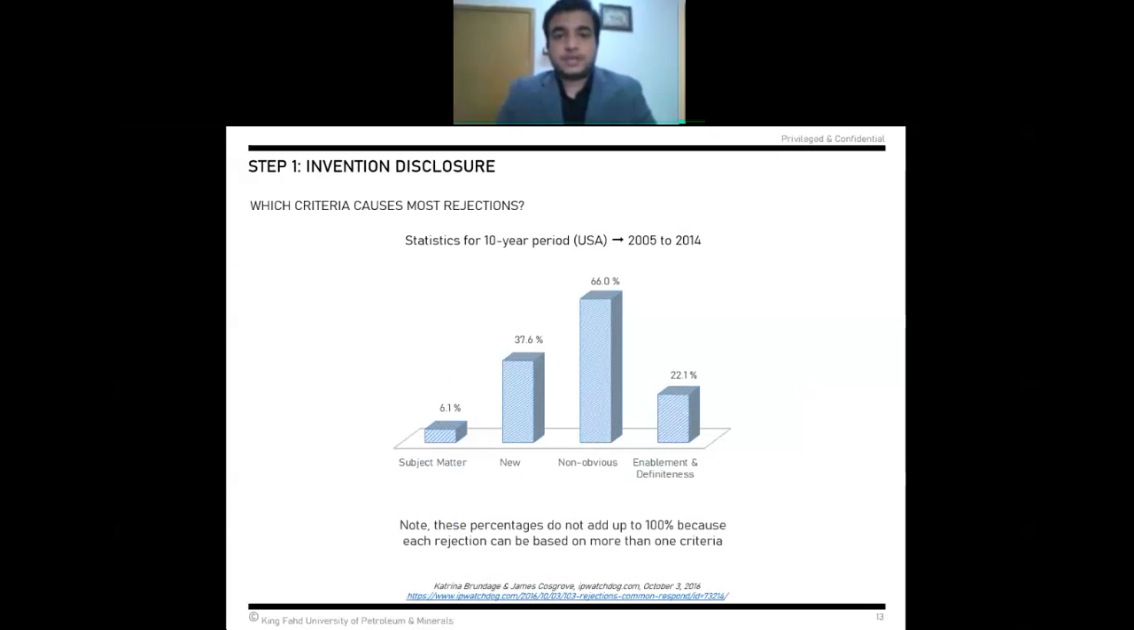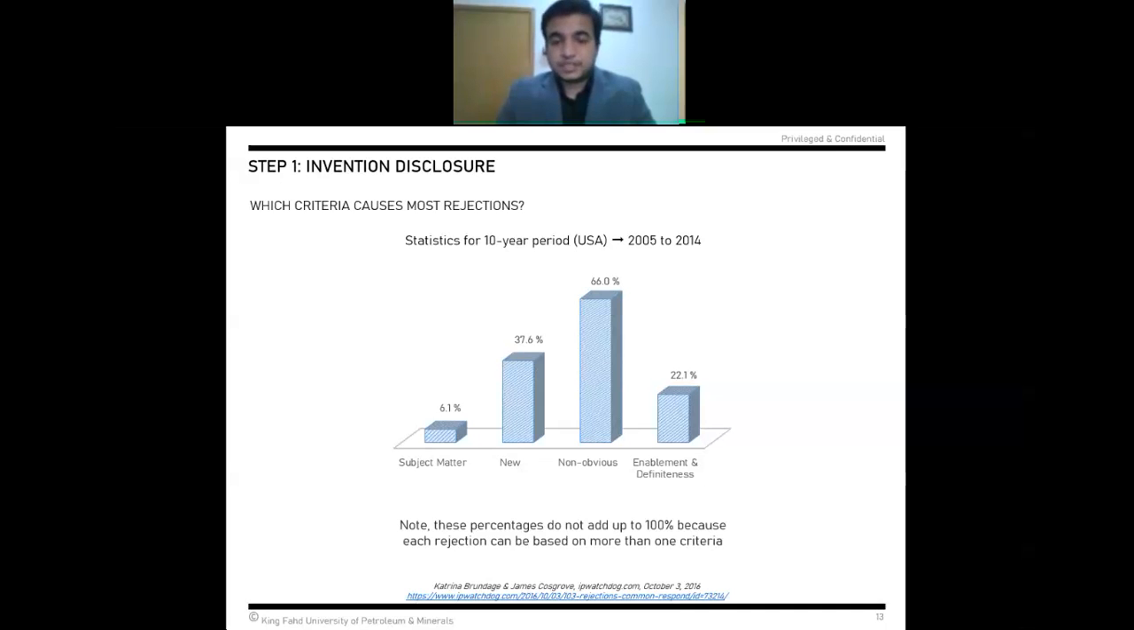This is a survey from the US Patent Office between 2005 and 2014. It's a little bit old, but still gives an idea about which criteria causes most rejections. As you can see from the graph, the non-obviousness criteria accounts for about 66% of rejections, which means that in all these applications, when the examiner reviewed the application, it looked obvious to him. The examiner felt that there was not enough technical development in the invention.